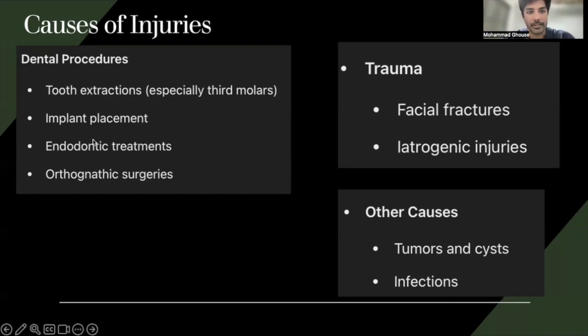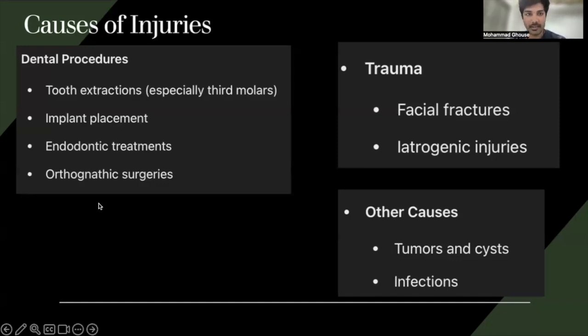Then endodontic treatment. The apices of the second molar and the first molar are in very close proximity. That is, approximately 2 millimeters of bone is separating the inferior alveolar nerve from the apices of the second molar and first molar. Hence, care must be taken not to over instrument the tooth and not to over obturate, and to use irrigants, specifically hypochlorite, in those regions with very much care.